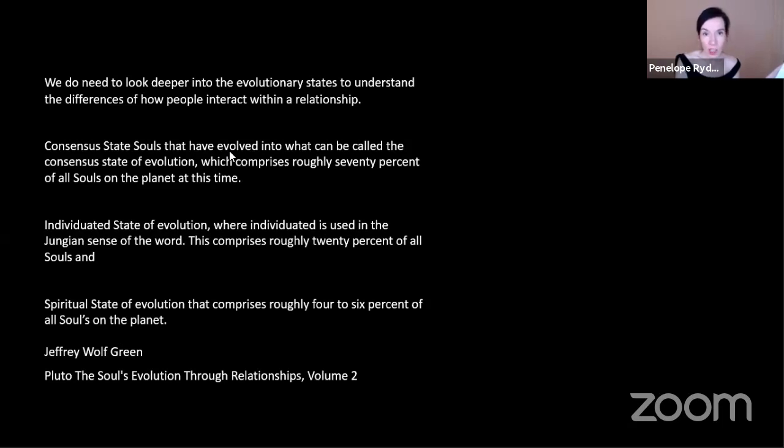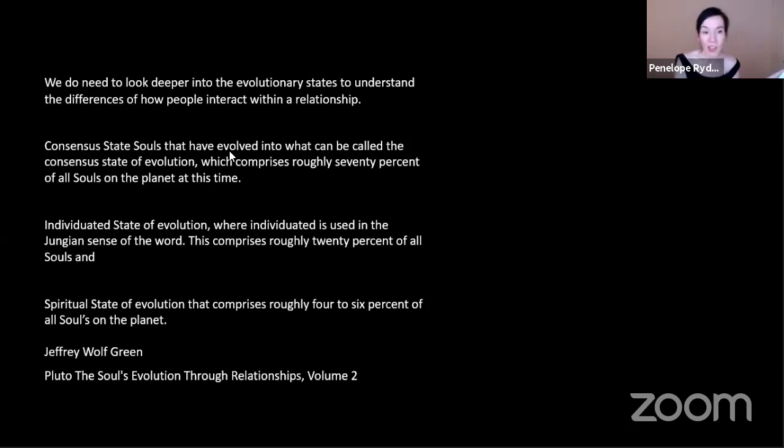Consensus is also important in evolutionary astrology. We have the consensus state, which is like a majority. The consensus state has to do with rules and beliefs, what people believe. Consensus means what the majority will believe. Souls that have evolved into what we call the consensus state of evolution comprise roughly 70% of all of the souls on the planet at this time.